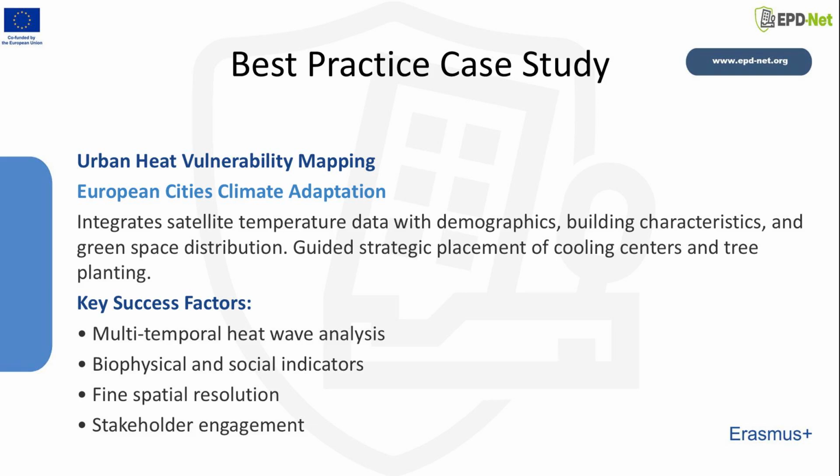Urban heat vulnerability mapping in European cities exemplifies integrated biophysical and social vulnerability assessment for climate change adaptation. These initiatives integrate satellite-derived land surface temperature data revealing urban heat islands, demographic characteristics identifying vulnerable populations, building characteristics indicating thermal performance, and green space distribution showing access to cooling resources. Multi-temporal heatwave analysis examines vulnerability patterns across extreme heat events, revealing neighborhoods with elevated exposure and populations with limited adaptive capacity. Fine spatial resolution assessments at building or neighborhood scales enable precise targeting of adaptation interventions.